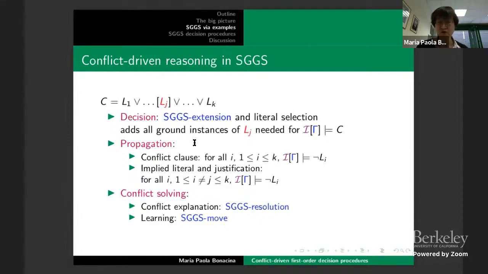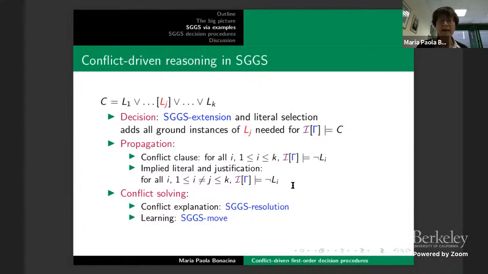How does propagation work? Clearly, we are going to have a conflict clause when the current interpretation I gamma induced by the current trail gamma makes true all the complements of the clause. So we have a clause L1 through Lk, and all the complementary literals are true. So this one is in conflict.